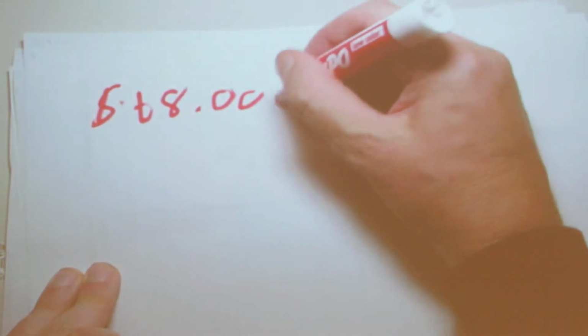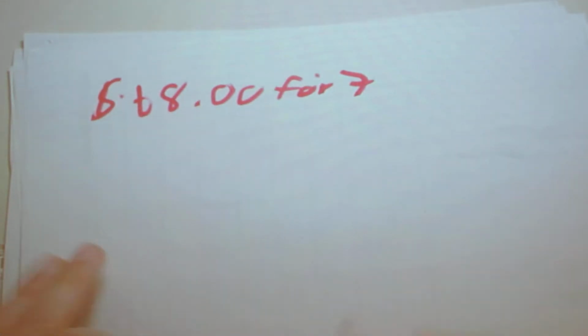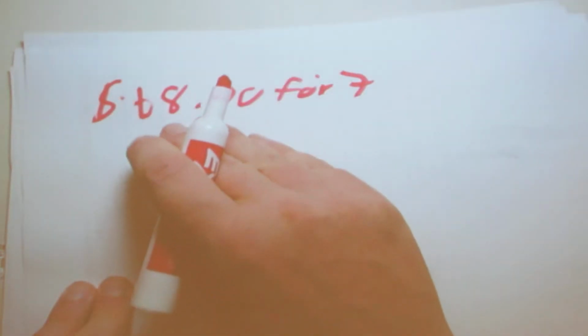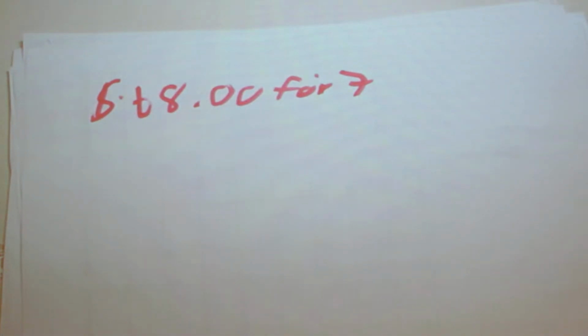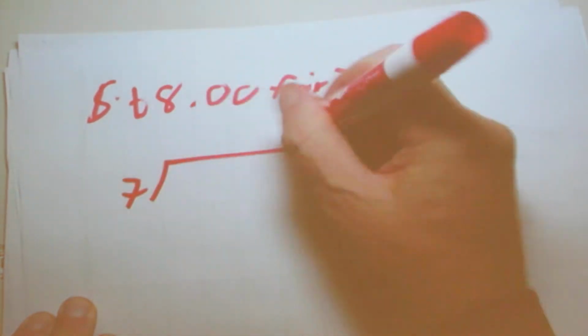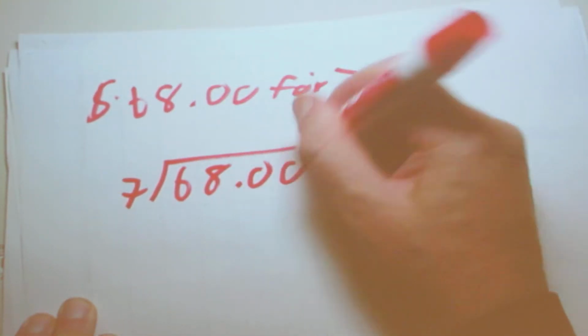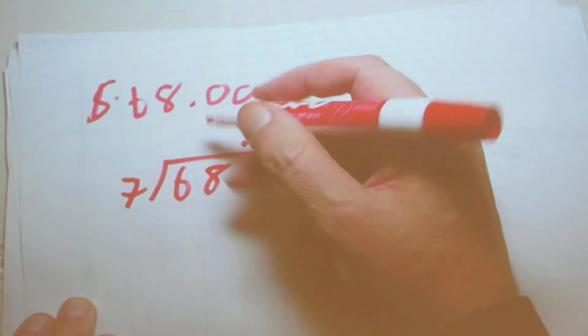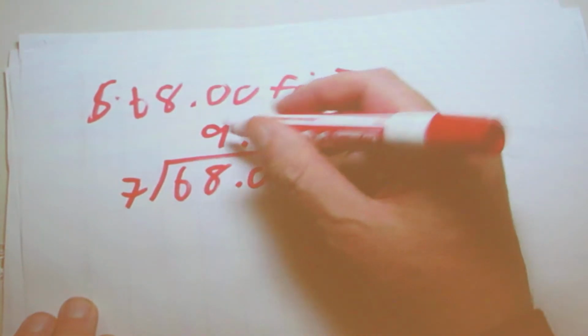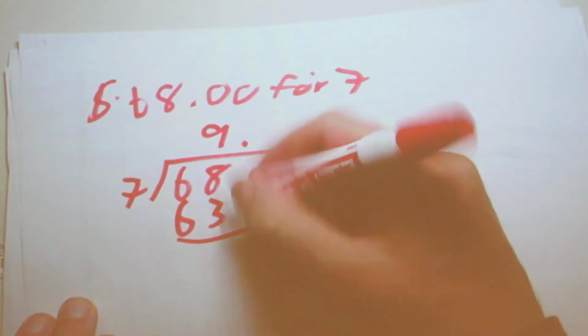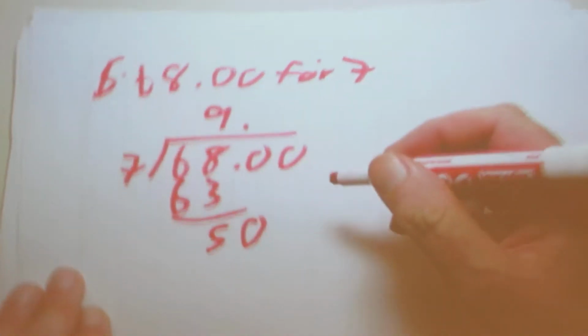Then a word problem where it costs $68 for 7 tickets. How much is each one? We're just going to divide, and it says to round to the nearest cent. On this example, you do have to round. I don't know if you will have to on the one that you get for your test. We're going to go 7 into 68.00. 7 goes into 68 9 times. 9 times 7 is 63. We're left with 5. Bring the 0 down.